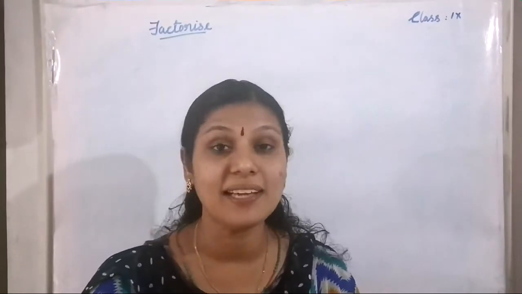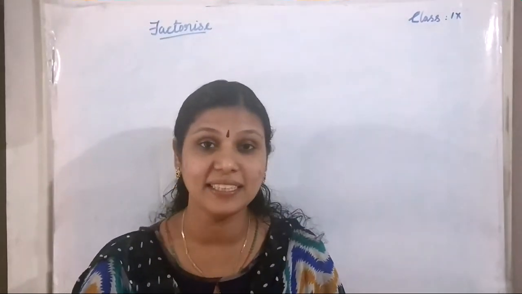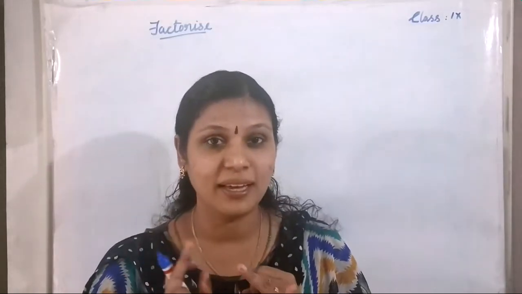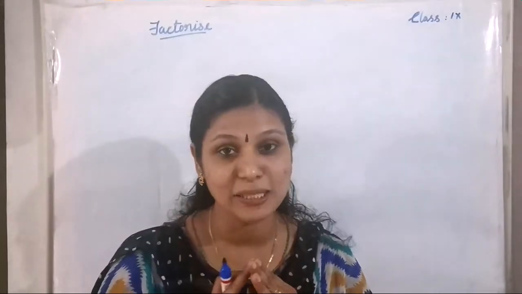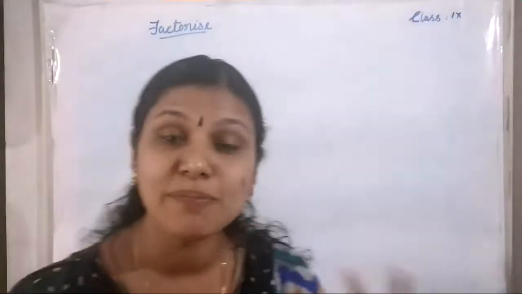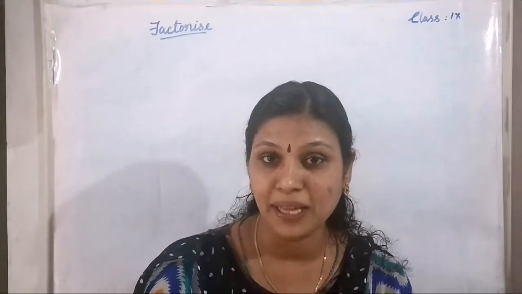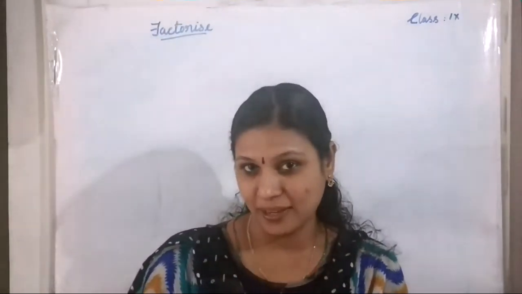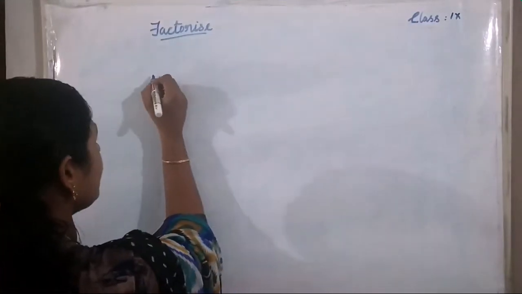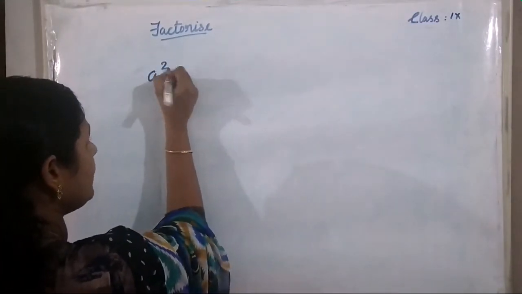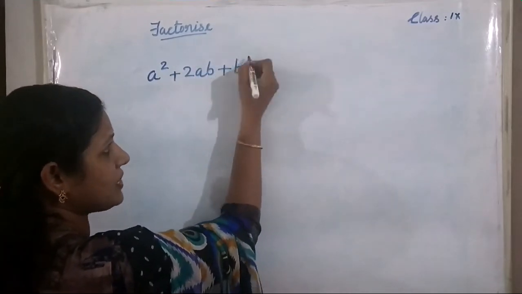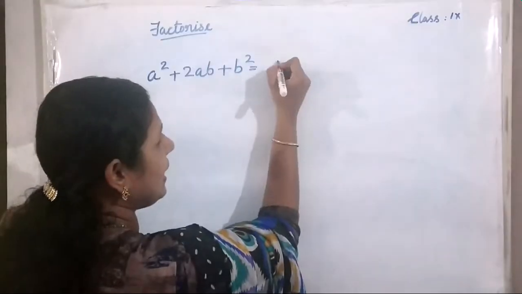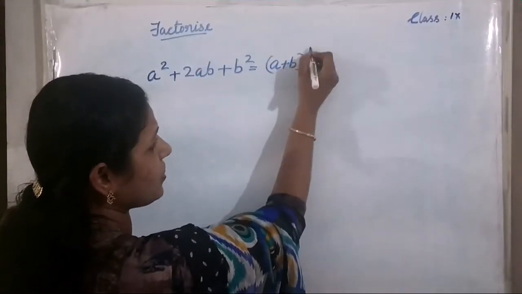Last year you studied the identities: (a plus b) whole square, (a minus b) whole square, a square minus b square, and (x plus a)(x plus b). Do you know that identity? (a plus b) whole square is a square plus 2ab plus b square. And a square plus 2ab plus b square is (a plus b) whole square.